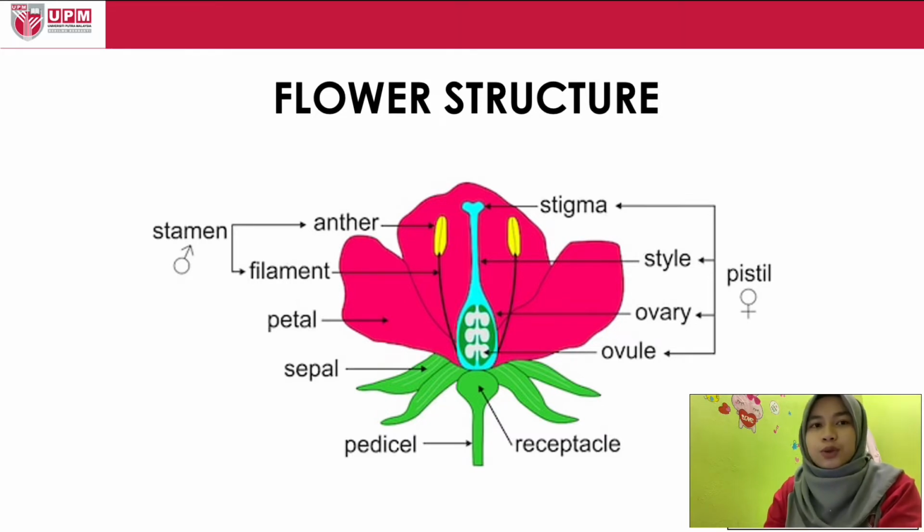So what is an ovule? The ovule produces the megaspore and contains the female reproductive cell, which is the egg cell, and it will develop into a seed once it is fertilized. So all these flower parts are attached to the receptacle, and the receptacle is attached to the pedicel.